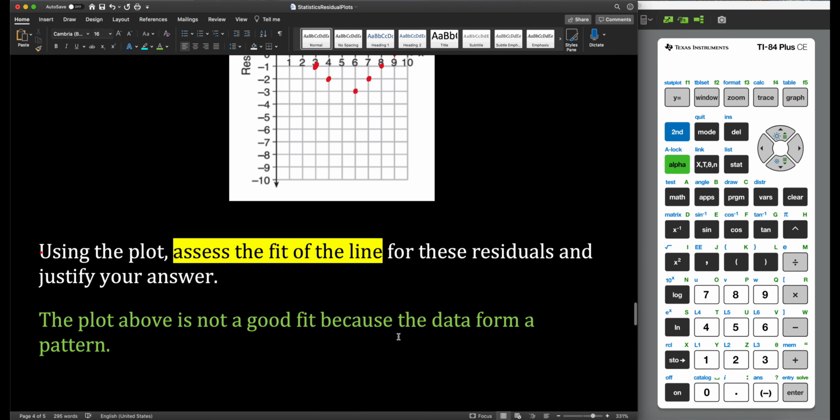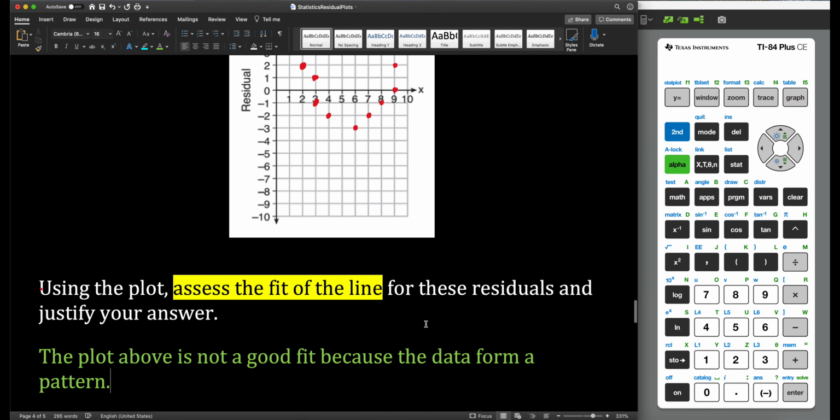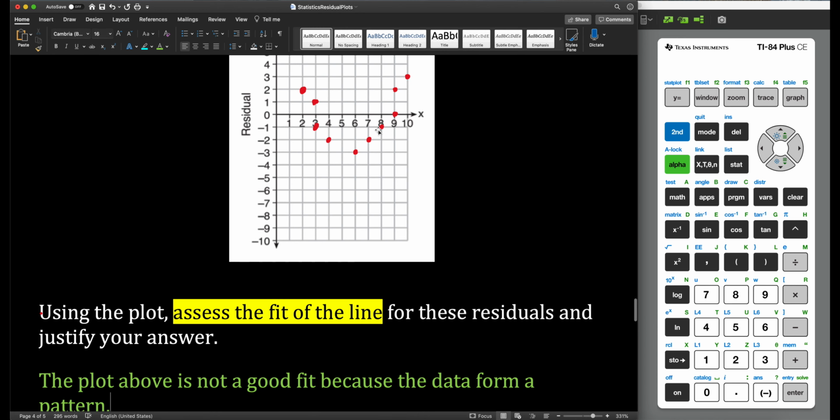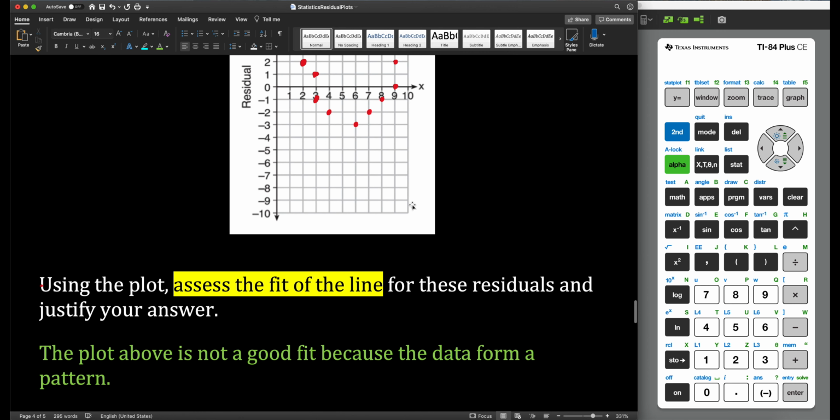So that's what you would write on the Regents. The plot above is not a good fit because the data forms a pattern. And that's exactly what you have up here. So guys, that is basically it for residual plots. Good fit, not a good fit. Remember, a good fit does not form a pattern. Not a good fit does form a pattern. It's just that simple.